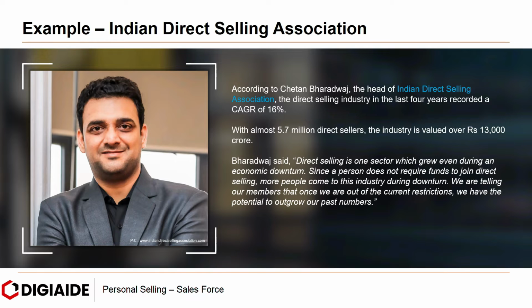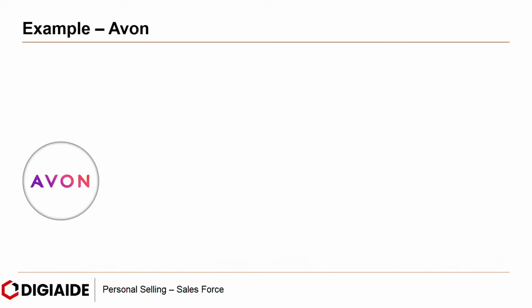We are telling our members that once we are out of the current restrictions, we have the potential to outgrow our past numbers. Moving on to the next example, Avon.